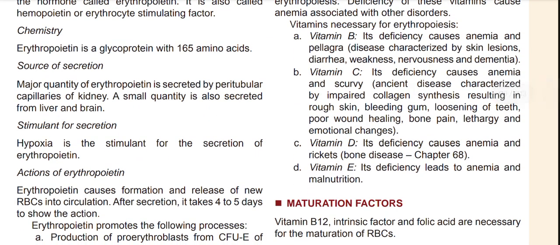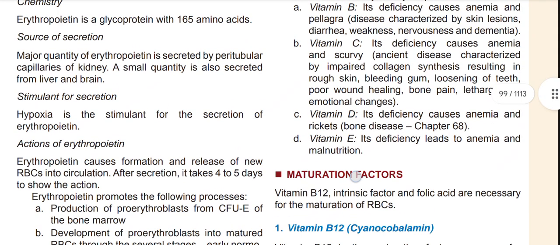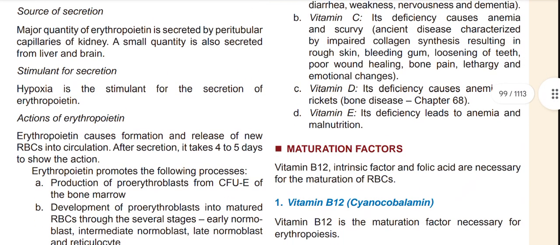Vitamin C, its deficiency causes anemia and scurvy, an ancient disease characterized by impaired collagen synthesis, resulting in rough skin, bleeding gums, loosening of teeth, poor wound healing, bone pain, lethargy, and emotional changes. Vitamin D, its deficiency causes anemia and rickets. Vitamin E, its deficiency leads to anemia and malnutrition.